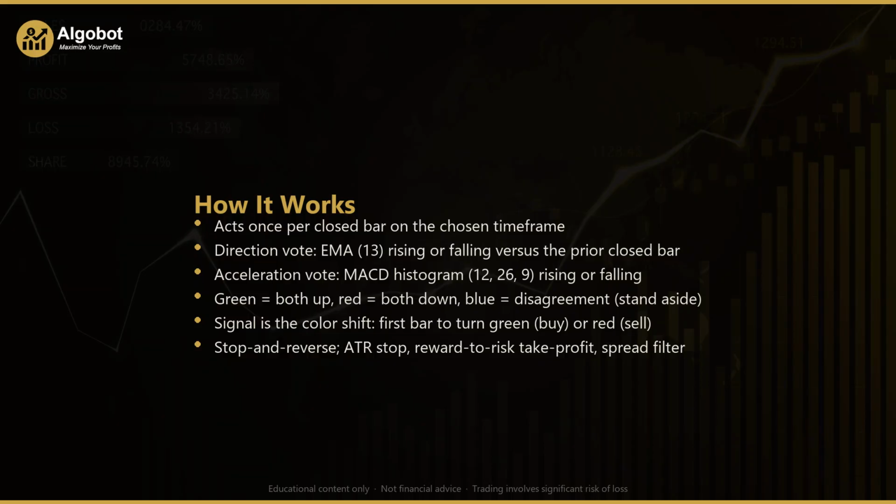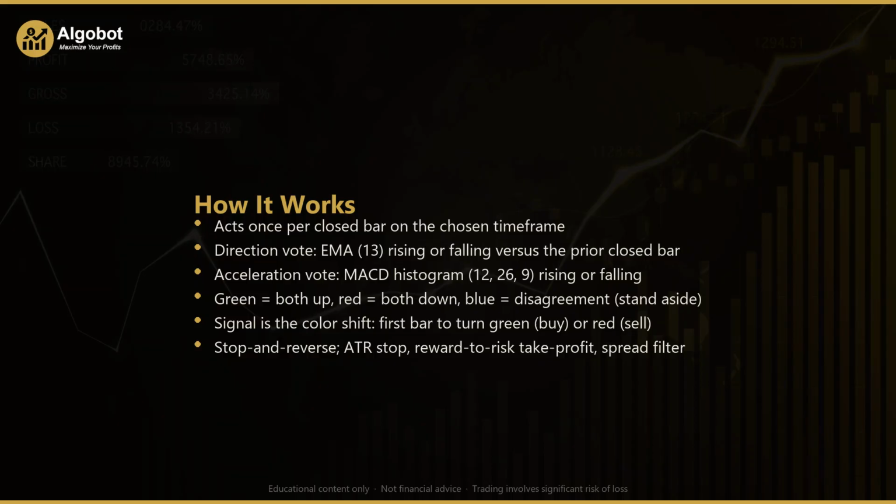Now the two votes are combined into a single color. When direction is up and acceleration is up, the bar is green, a bullish impulse. When direction is down and acceleration is down, the bar is red, a bearish impulse. And when the two disagree, the bar is blue, a neutral reading where the strategy simply waits. This is the key discipline. The strategy refuses to act unless both forces confirm each other.